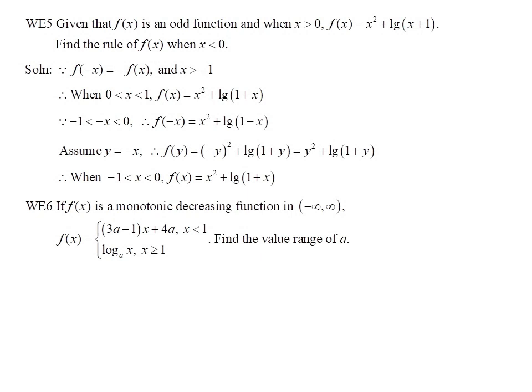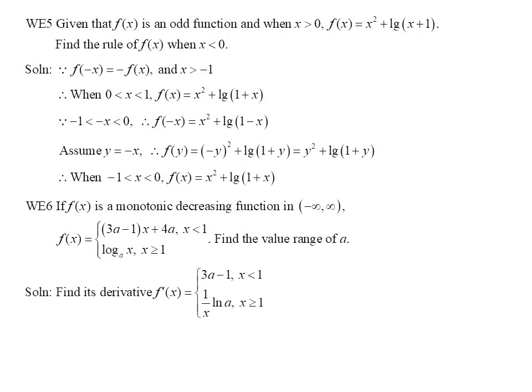Example 6 presents a hybrid function of f(x). When x is less than 1, f(x) equals 3a minus 1, in parentheses, times x plus 4a. When x is greater than or equal to 1, f(x) equals logarithm base a of x, given that f(x) is a monotonic decreasing function within all real numbers. Based on the above, the question is to find the value range of a.